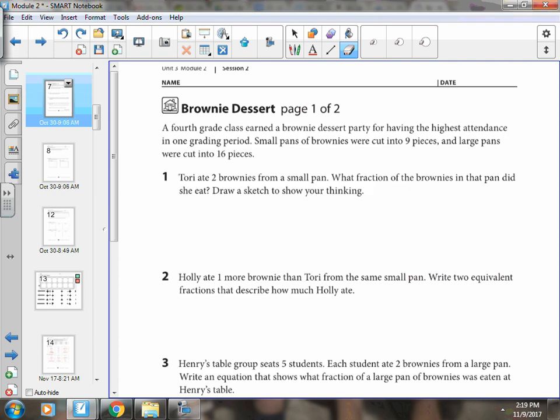A 4th grade class earned a brownie dessert party for having the highest attendance in one grading period. Small pans of brownies were cut into 9 pieces, and large pans of brownies were cut into 16 pieces. That means when we're talking about a small pan, we're thinking ninths. And when we're talking about a large pan, we're thinking sixteenths.